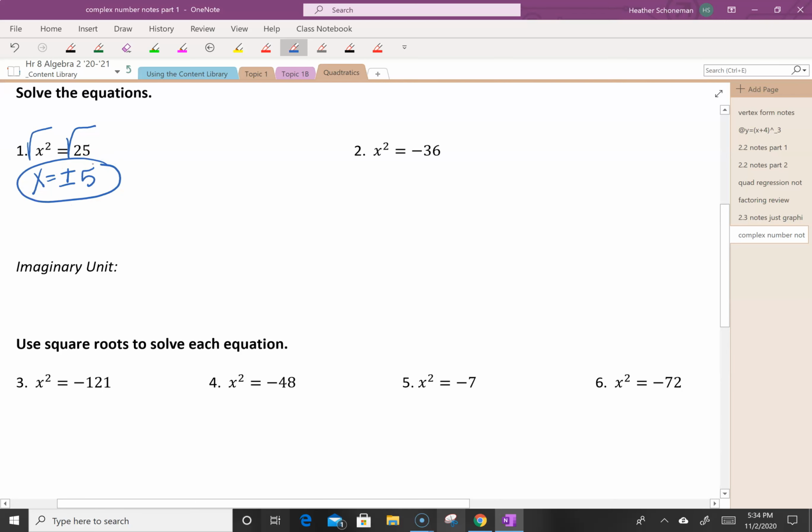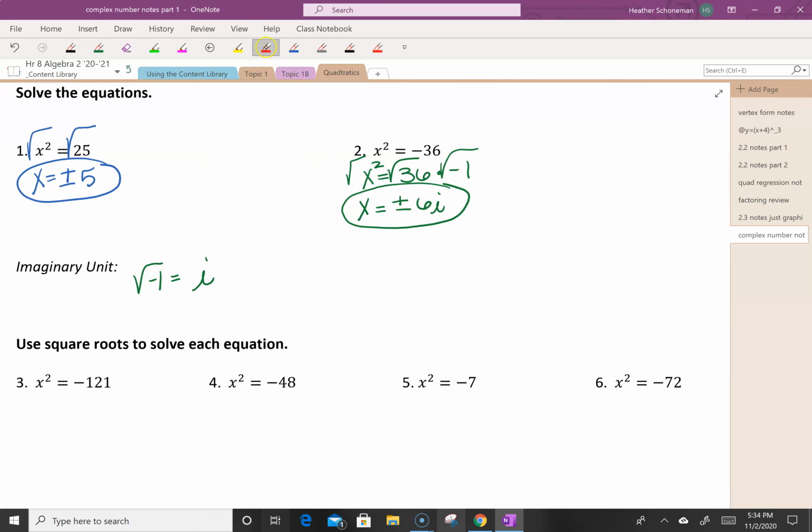Okay, so what happens over here on number 2? Because in algebra we preach to you that you cannot take the square root of a negative number. Well, that changes today. We can rewrite this as 36 times negative 1. So when I solve this, I take the square root of everything. The square root of x squared is x. The square root of 36 is plus or minus 6. And the square root of negative 1, well, that is the imaginary unit. It is i. So now we can get an answer. We have an i with it.